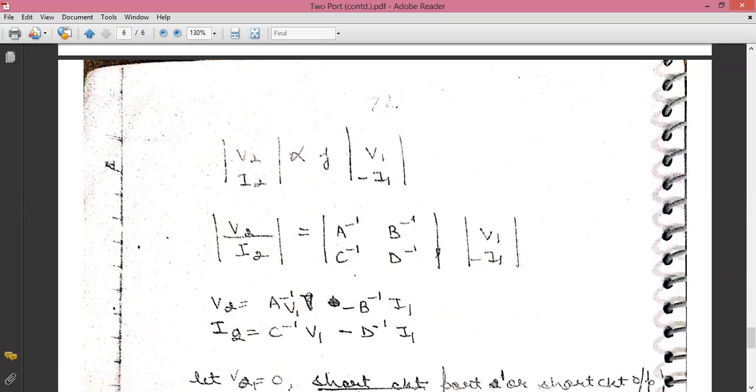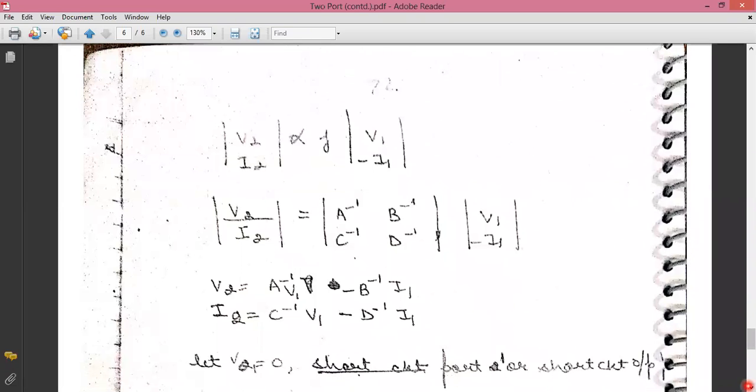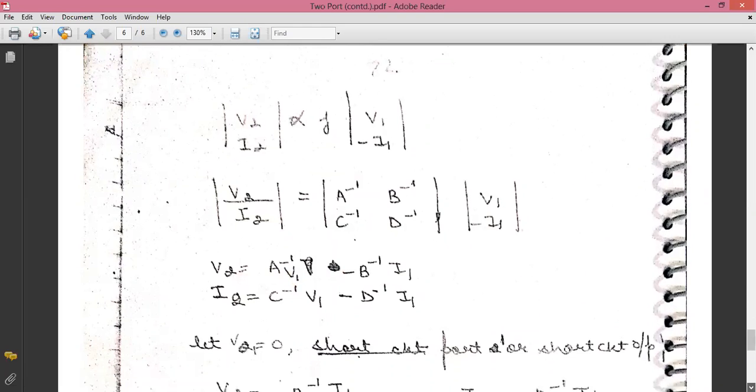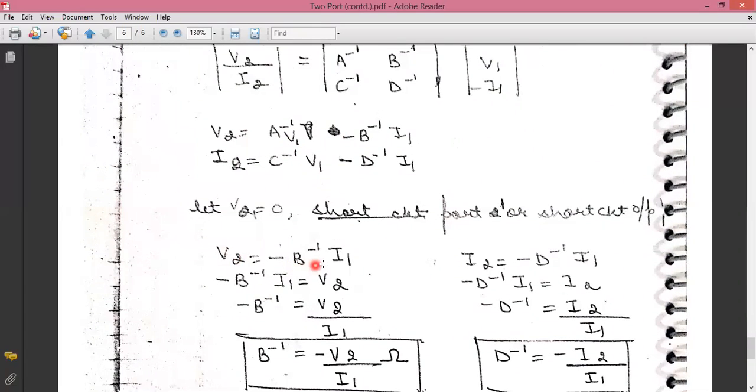सो मैंने क्या किया, लेट V1 इज इक्वल टू जीरो. दैट मींस जब मैं इसको जीरो करूंगा तो क्या बनेगा, V2 इज इक्वल टू माइनस बी इनवर्स I1. देखिए V2 इज इक्वल टू माइनस बी इनवर्स I1, यहां से मैंने बी इनवर्स की वैल्यू निकाल ली. एंड सिमिलरली I2 इज इक्वल टू माइनस डी इनवर्स I1, तो यहां से मैंने डी इनवर्स की वैल्यू निकाल ली. सो अगेन जब मैंने V1 को जीरो किया, शॉर्ट सर्किट किया, मेरे दो पैरामीटर्स निकल गए.